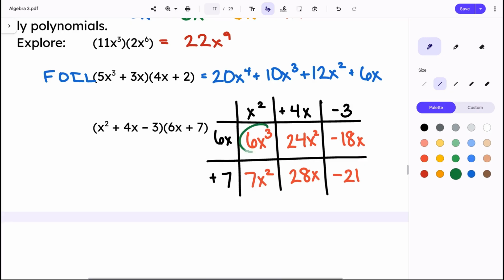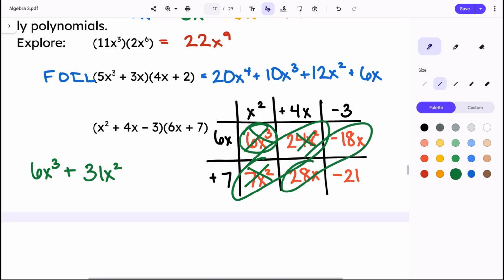Do we have anything that can go with the 6x to the third? No. Then if you look, your x squared terms are diagonal, so it makes it really easy to see what you're trying to combine together. So what is 7 plus 24? 31. 31x squared. My x's are also diagonal from each other. 28x minus 18x would be 10x. 10x. And then the last thing is that 21, the negative 21.